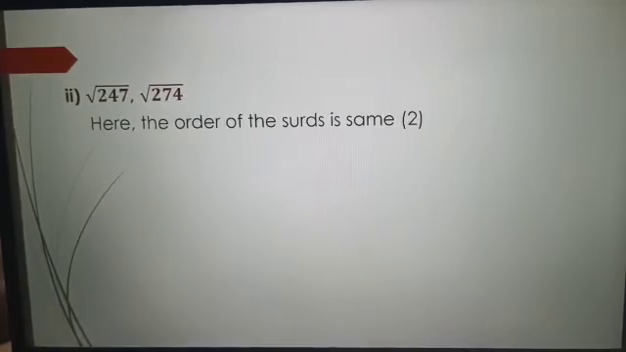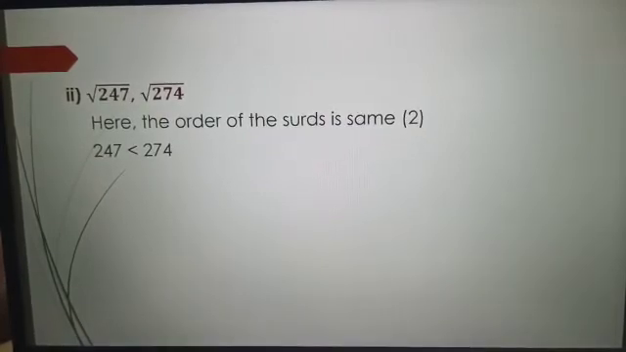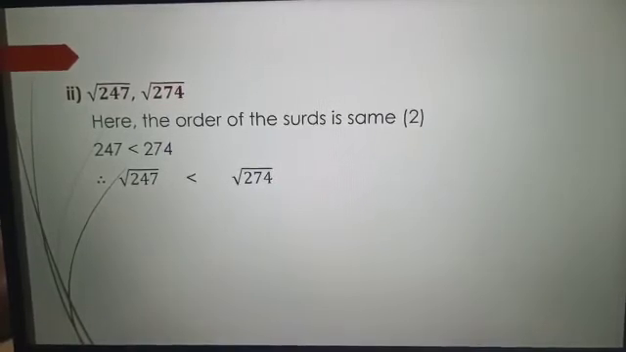Here see the order is 2. So now look at the radicand. We have to compare the radicands because the order is the same. So first is 247, second is 274. So which one is greater? 274 is greater. So 247 is less than 274. Therefore square root of 247 is less than square root of 274. The next one is simplify.